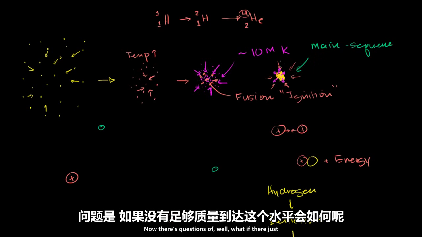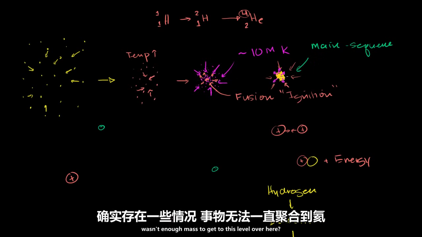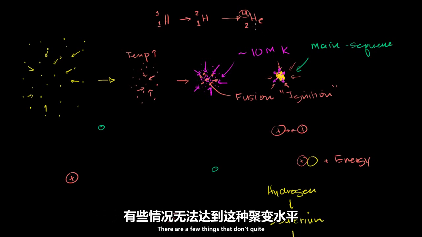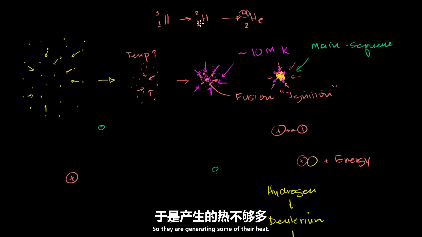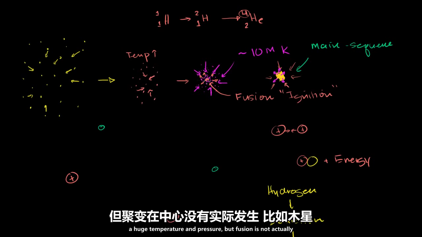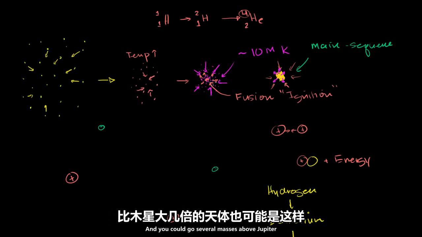Now, there's questions of, well, what if there just wasn't enough mass to get to this level over here? And there actually are things that never get to quite that threshold to fuse all the way into helium. There are a few things that don't quite make the threshold of stars that only fuse to this level, so they are generating some of their heat. Or there are even smaller objects that just get to the point there's a huge temperature and pressure, but fusion is not actually occurring inside of the core. And something like Jupiter would be an example. And you can go several masses above Jupiter where you get something like that.